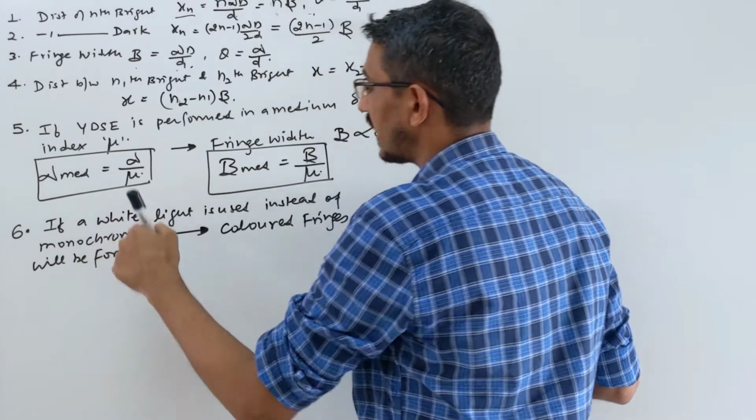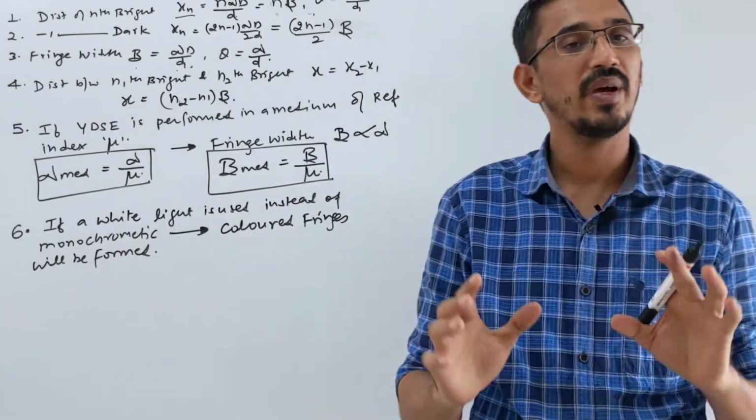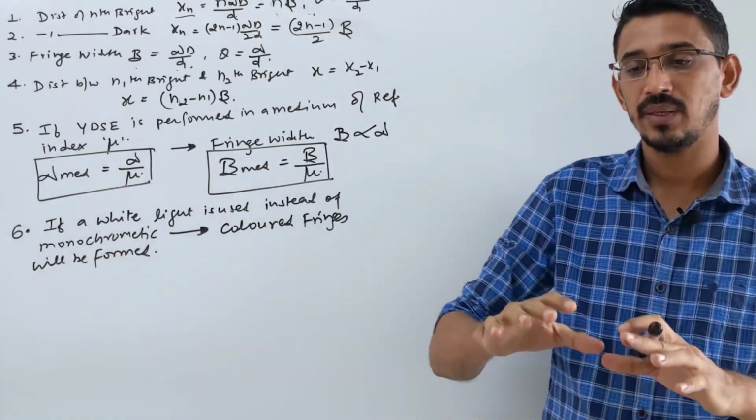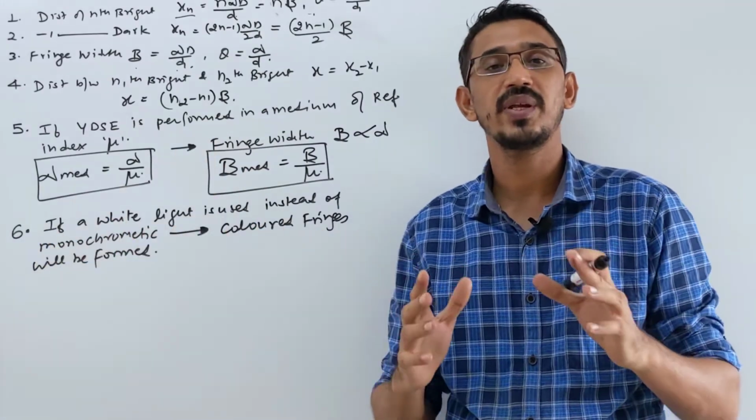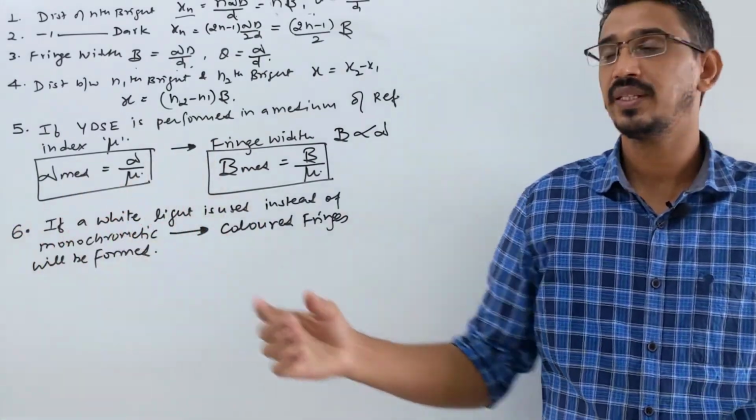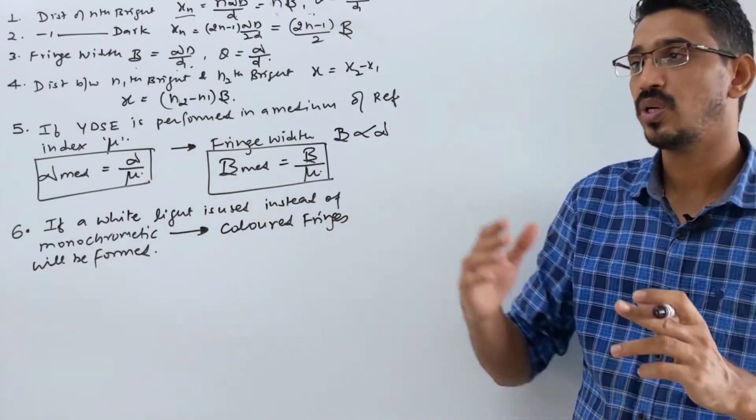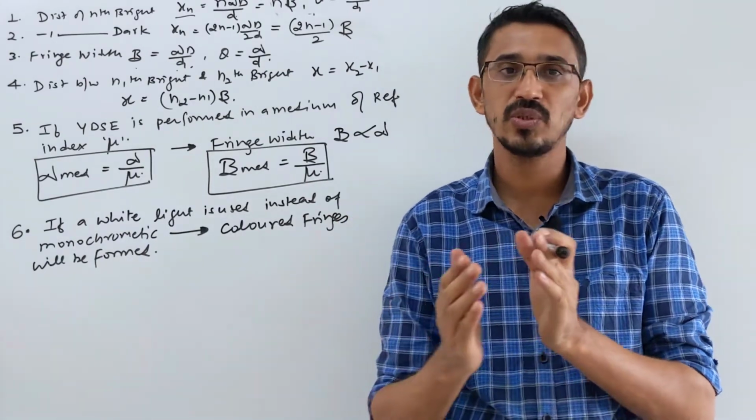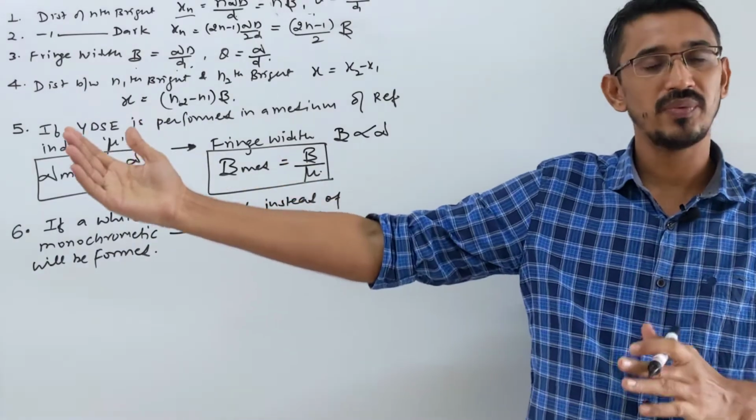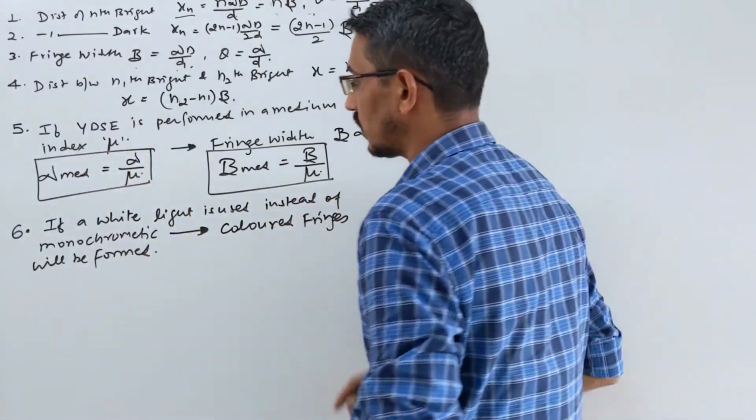Look here. In this case also your central fringe will again be bright only, but on either side of your central fringe, colored fringes will be there. And they can ask you in an exam what the pattern is, which color will be close to the bright fringe. Red color is nearest to the bright fringe and blue color will be the furthest.